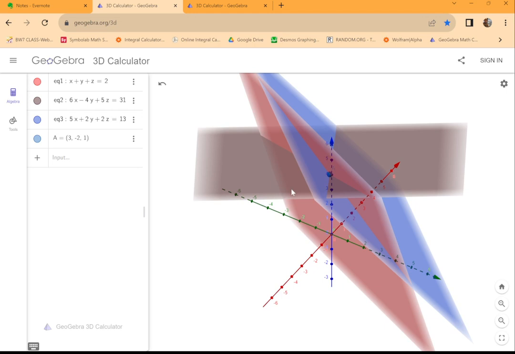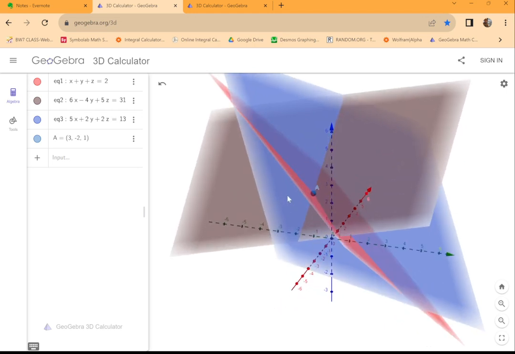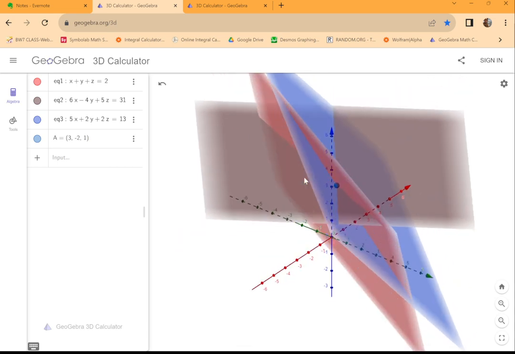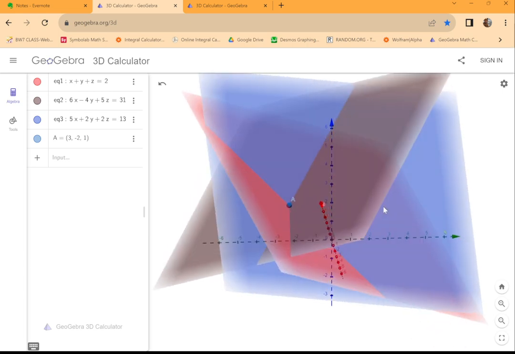And notice that at that point, all three of the planes are intersecting, giving me that unique solution. And there is no other solution. There is no other point where that happens. Now we see here that in certain areas, two of the planes intersect at the same time, but never all three. All three intersect here, giving us a unique solution.